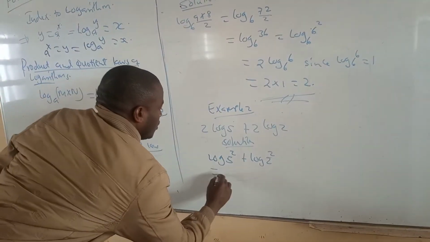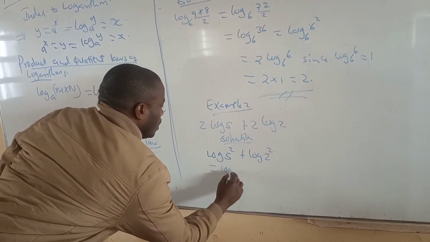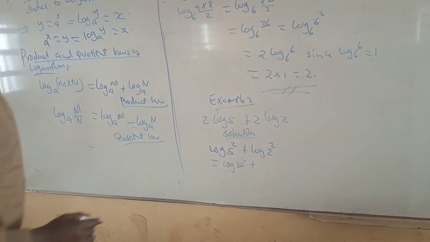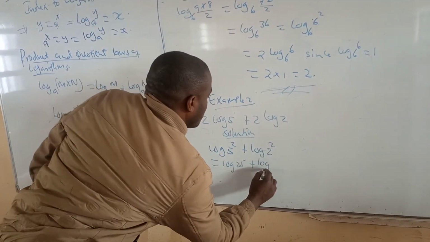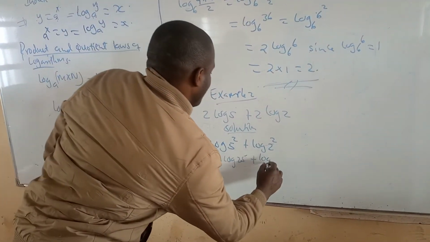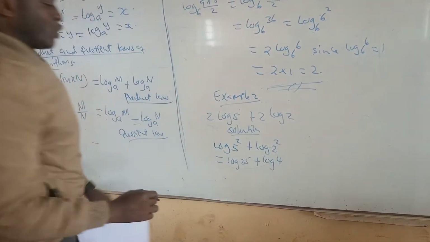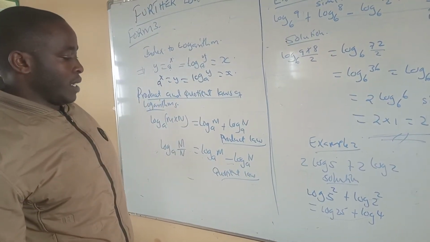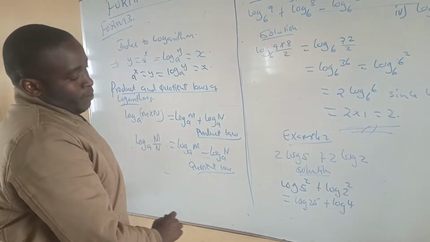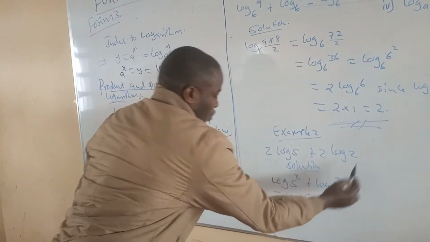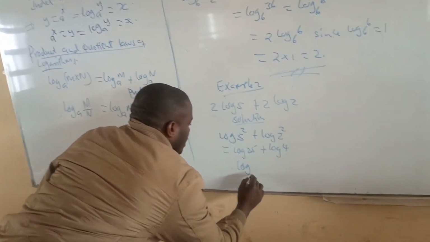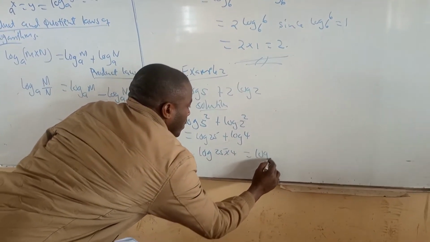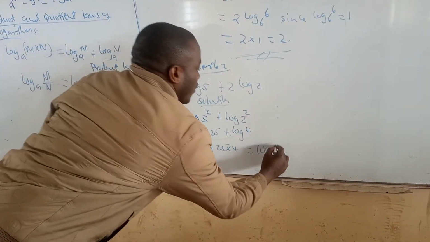So this becomes log of that is 25 plus log of 4. But we know the log is base 10. When it's just written log, it is base 10. So if we use the laws of logarithm, this is addition, we multiply. So it will be log base 10, that is 25 times 4, which is equal to log base 10 of 100.